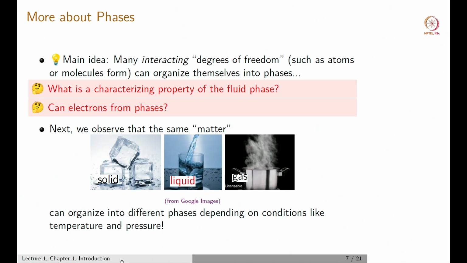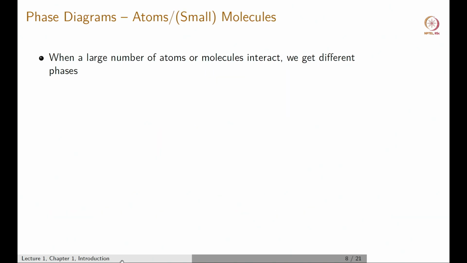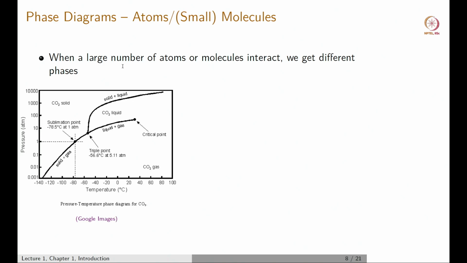So how can we characterize all of this? The way we characterize this is by using what are called phase diagrams. When lots of atoms and molecules interact with each other, we get different phases. I am showing you here the phase diagram of carbon dioxide. What is plotted on the y-axis here is pressure, and what is plotted on the x-axis is temperature. So you can see that at low pressure and temperature, somewhere here, you have a solid.